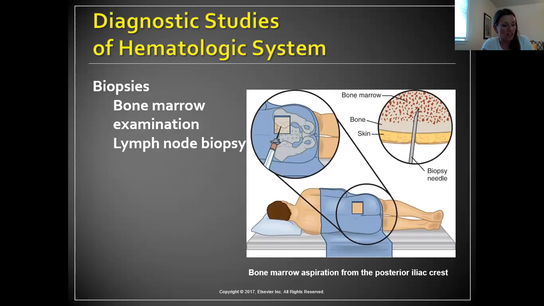Biopsies are another diagnostic tool for the hematologic system. This includes bone marrow biopsies, which involve aspiration, or can be aspiration and biopsy, to evaluate the components within the bone marrow. The preferred site for aspiration is the posterior iliac crest, as shown in the picture. After a bone marrow aspiration and biopsy, the site must be assessed frequently on the day of procedure and for several days thereafter, and patients can experience some discomfort and pain and require mild analgesics.